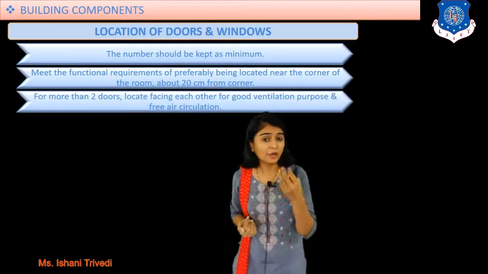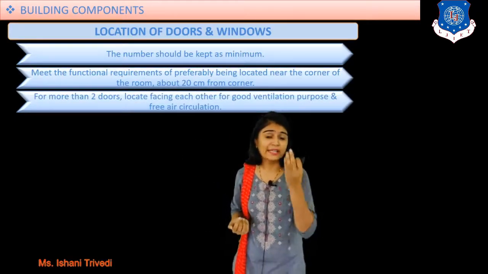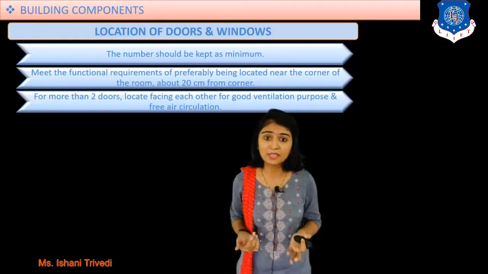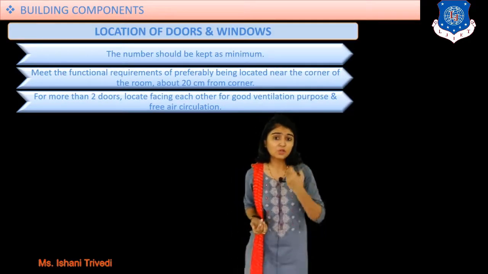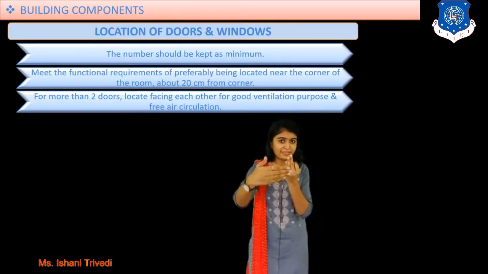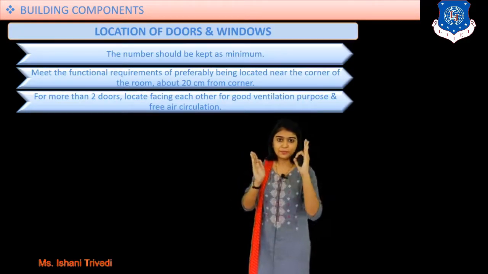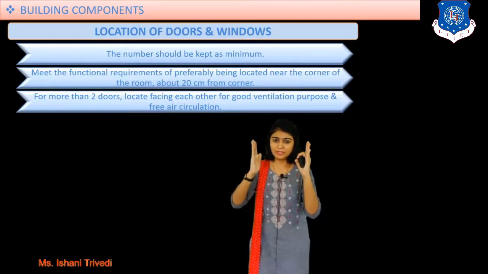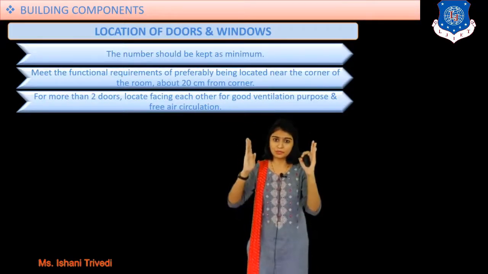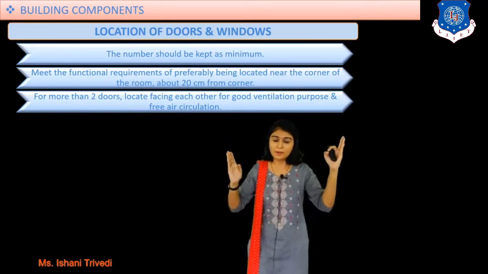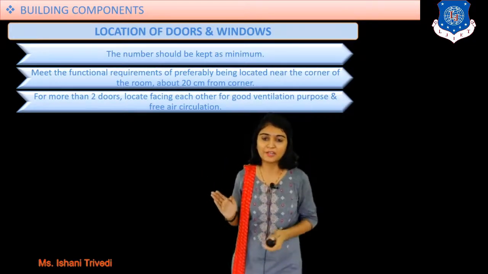Next, if the room or the area is very large and you have to provide more than two doors, then how will you locate them? You have to locate them facing each other like this. This will be your first door, this will be your second door. So it is advised that you always place the doors facing each other for better air circulation.